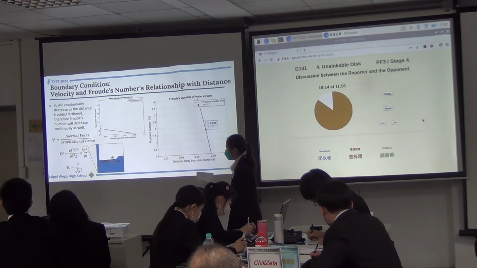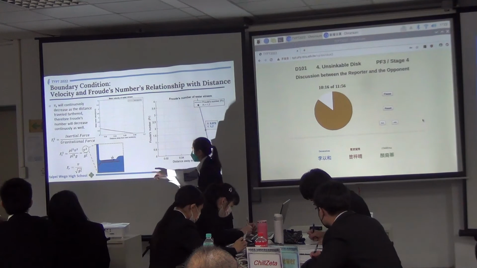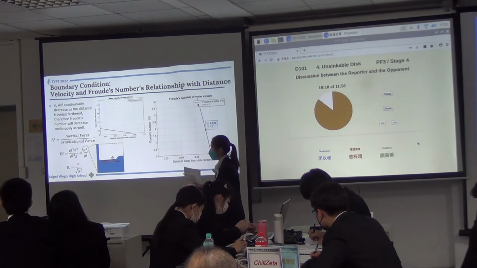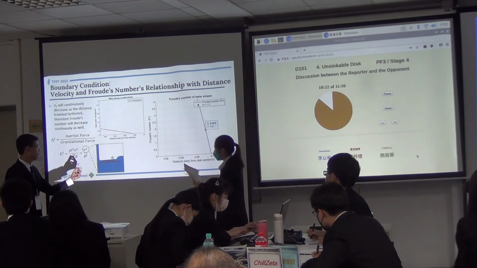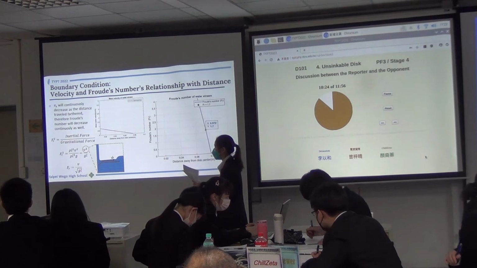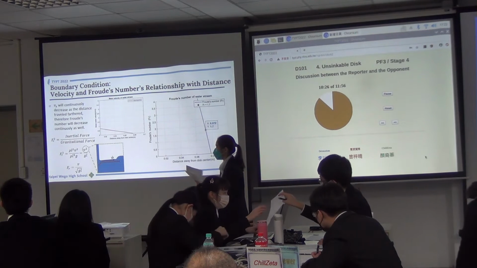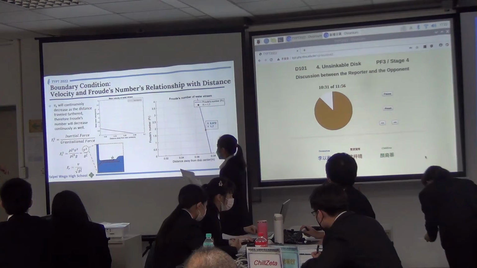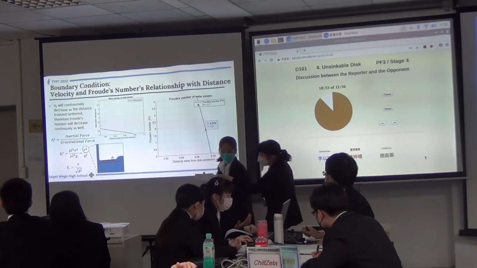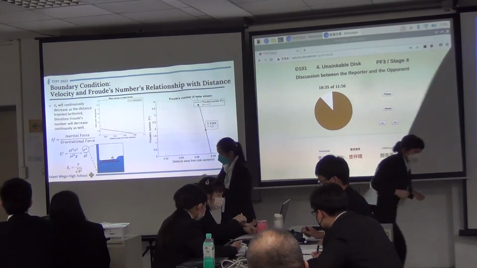Do you consider the inner radius? We don't mean the inner radius of this. When we're calculating the impulse from the water, the area we calculated is actually the outer radius area minus the inner radius area. So we only consider the point where the water touches.